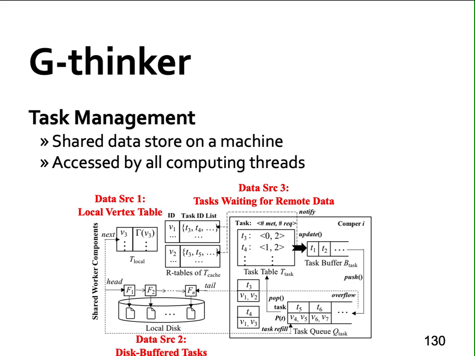The black box on the right shows the components for each computing thread, while the third task source is a set of tasks that are waiting for the requested data to arrive. We will prioritize our refill by considering the task files first, as these tasks have been partially processed, and we want to finish pending tasks earlier than spawning new tasks, in order to minimize the number of disk buffered tasks.